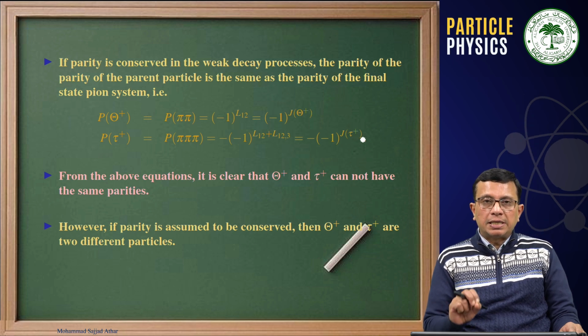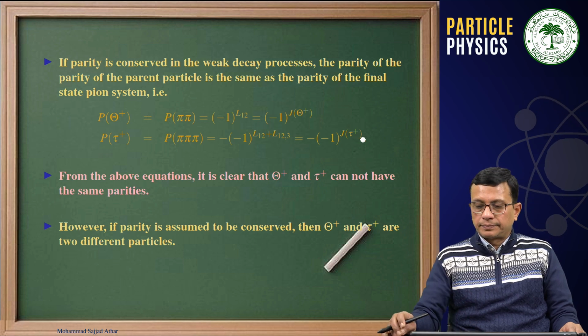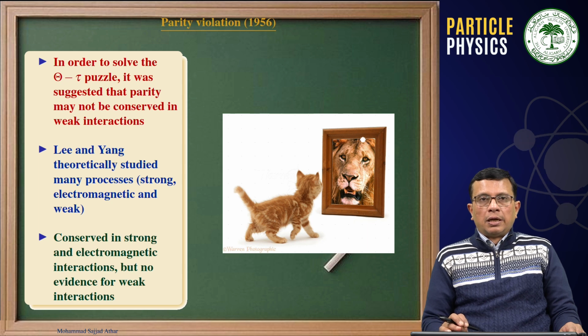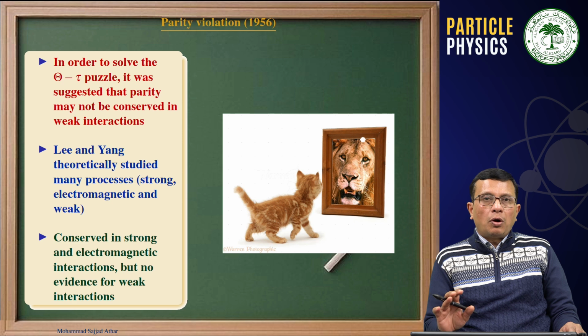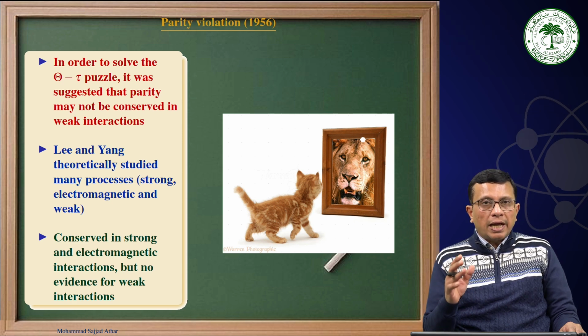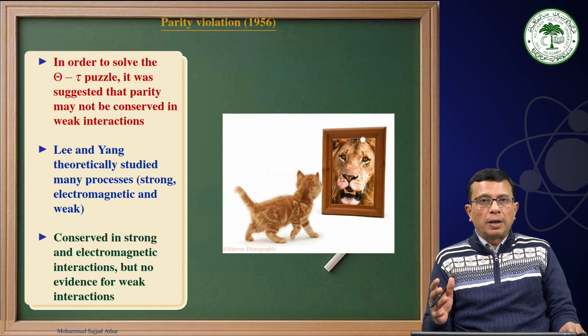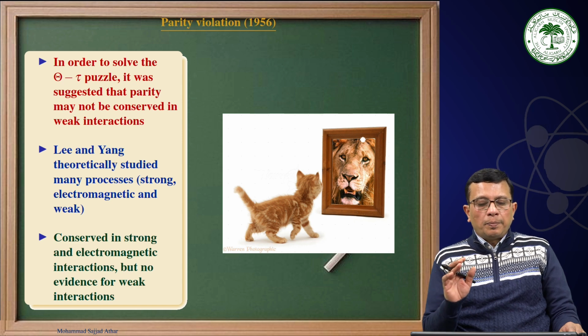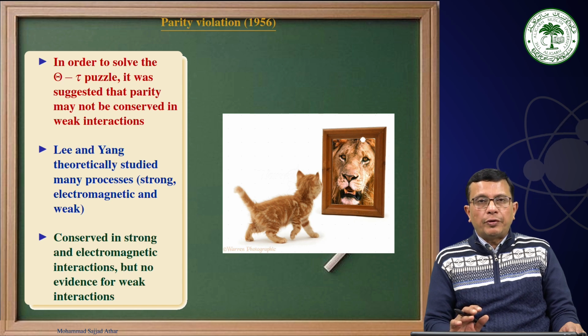However, if parity is assumed to be conserved, then theta plus and tau plus are two different particles. While all the properties were the same, only the parity of these two particles was different, and that is why people called it the theta-tau puzzle. It was suggested that parity may not be conserved in weak interactions.